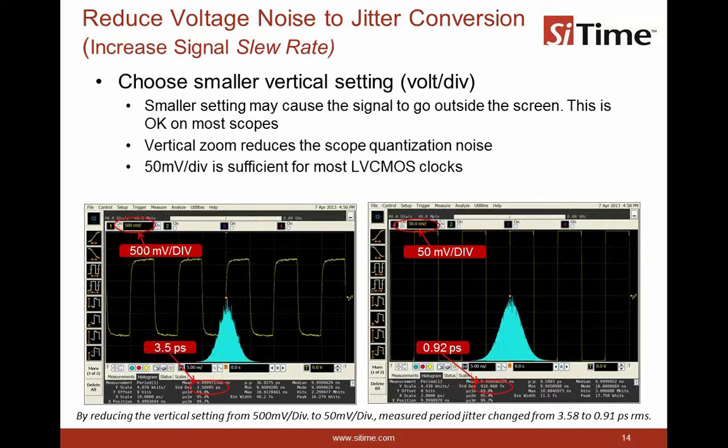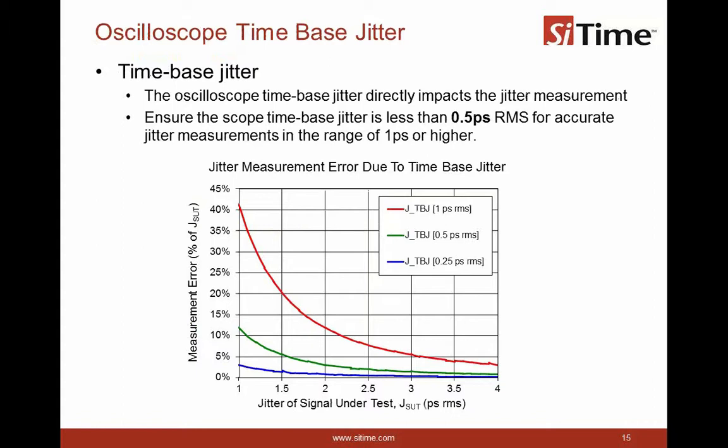Cool. Okay. Can you tell us about the error that can come from a scope's time base now? Yeah, so the scope time base is something that is very difficult to reduce. It is characteristic of the scope. You have to know how it impacts your measurement. So here at the bottom portion of the screen, we are showing how much error in measurement results from certain time-base jitter error for a given jitter in the signal.